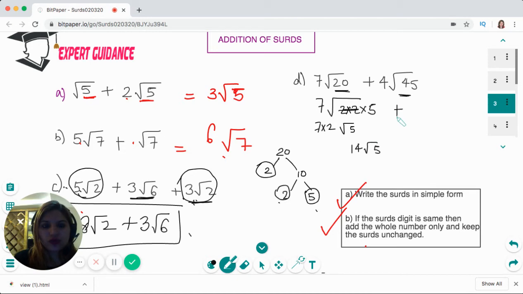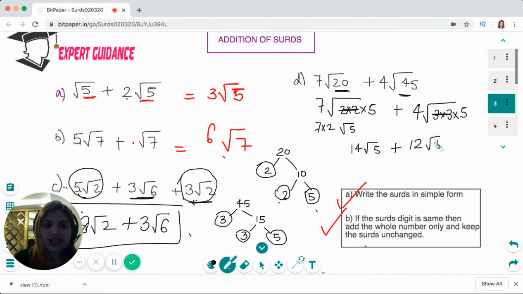Now let's do 4 root 45. How do we write 45? It will be divided by 3, 3 times 15. And then 15 can be written as 3 times 5. So it's 4 square root of 3 times 3 times 5. This is a pair. We'll write that as a single number. So 4 times 3 is 12 root 5. Now our surds are the same. We can just add the whole numbers and the answer would be 26 root 5.